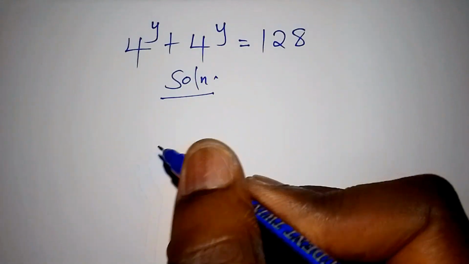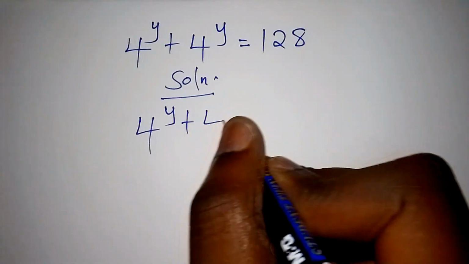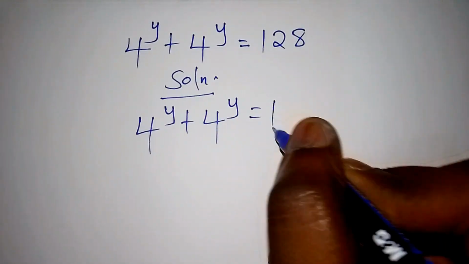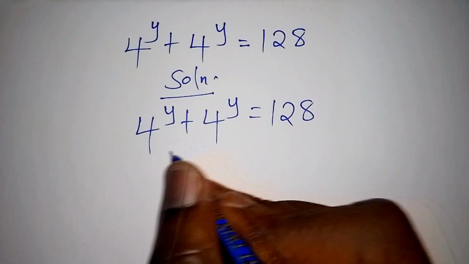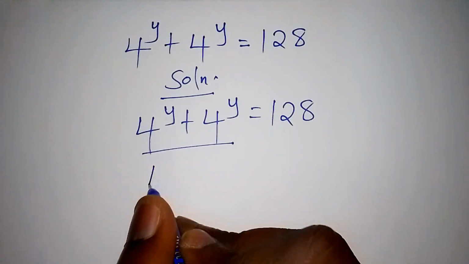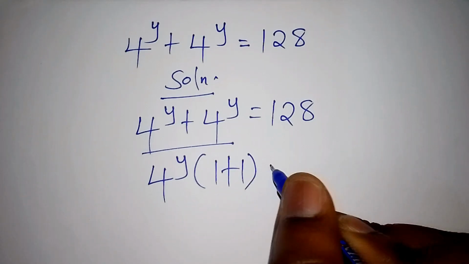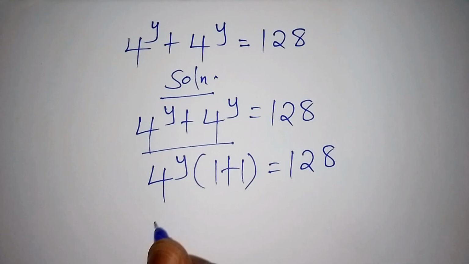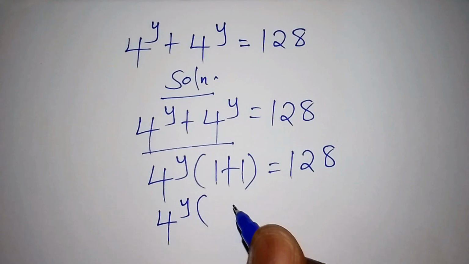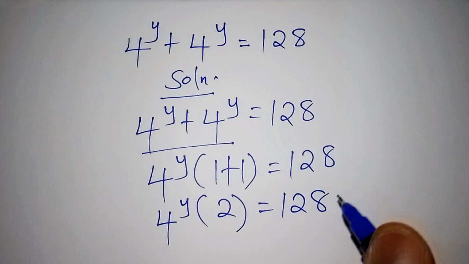On our solution, this is what we have: 4 to the power of y plus 4 to the power of y is equal to 128. The first step, we need to factorize it. When you factorize, we shall now have 4 to the power of y into bracket 1 plus 1 is equal to 128. So from here, 4 to the power of y into brackets 1 plus 1 is 2 is equal to 128.